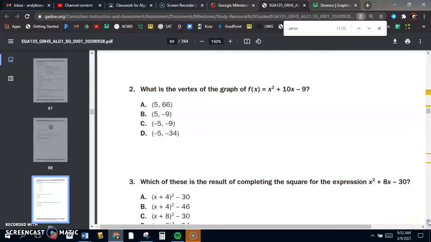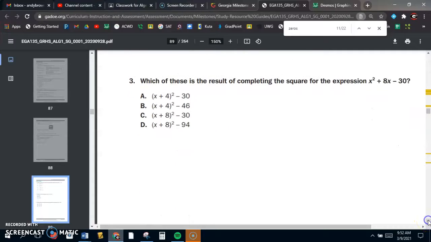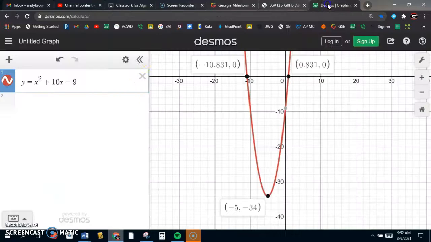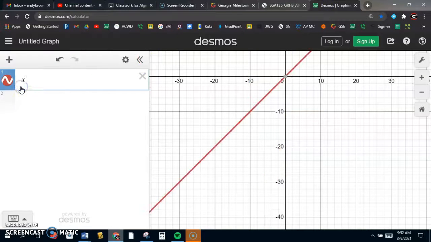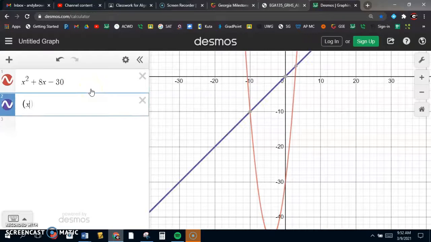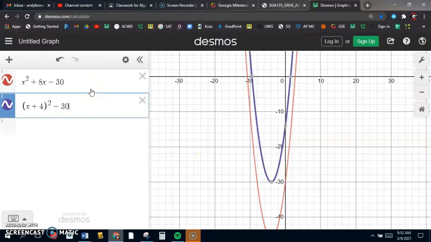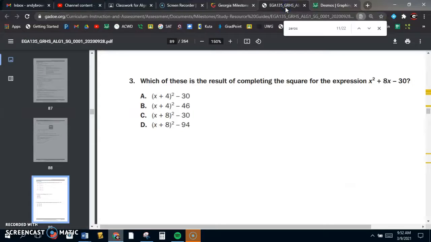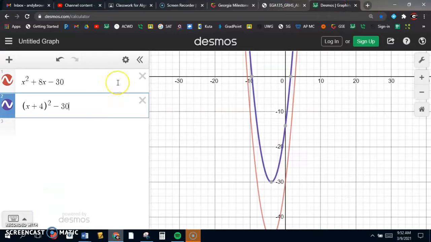All right. Another one, it says, which of these is a result of completing this square? Now, you can go through the algebra here if you'd like, or we could just type it in, x squared plus 8x minus 30, and observe that, and then just type in each answer choice. So I'll start with A. X plus 4 quantity squared minus 30. It's not the same. So let's now go to B. Same thing except it says minus 46 instead. Okay, and since those two line up, then you know that B is the correct answer.